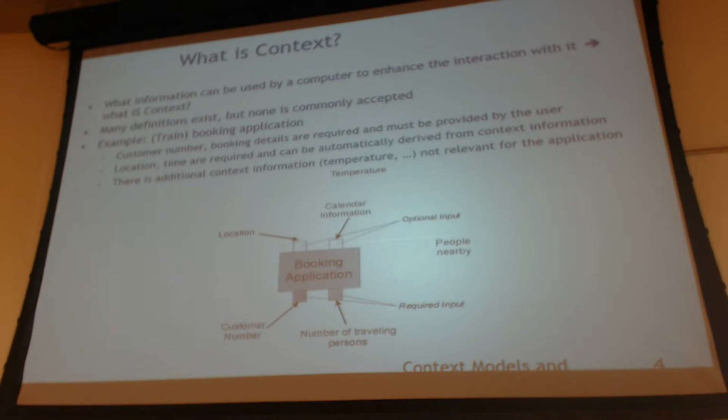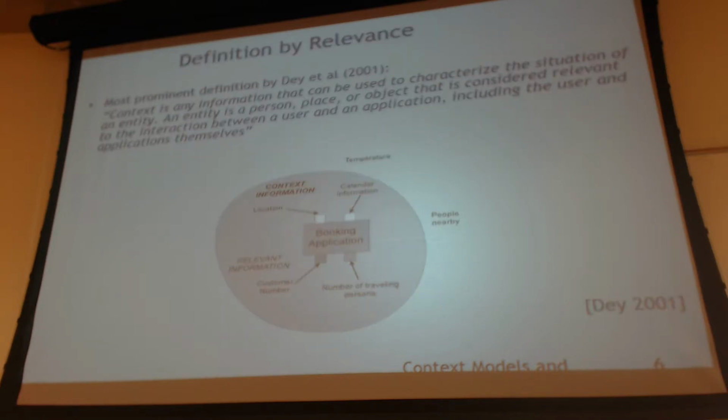Then there are some other inputs such as temperature and people nearby. Those are totally irrelevant. The temperature of the environment is totally irrelevant to a booking application. So people saw that there is certain relevant information, certain irrelevant information, and certain optional inputs. So one definition of context can be definition by relevance. Whatever information is relevant, that is context.